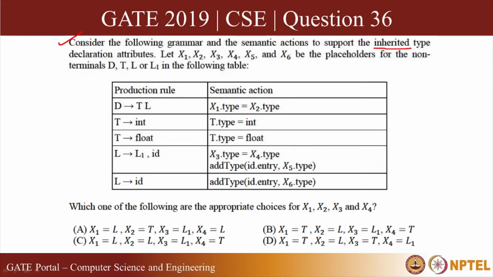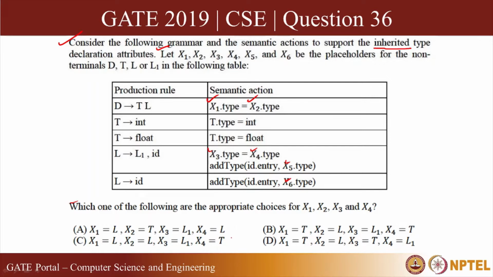After that, it also says: let x1, x2, x3, x4, x5 and x6 be the placeholders for the non-terminals D, T, L or L1 in the following table. Here we can see x1, x2, x3, x4 as well as x5, x6. They are asking which of the following options are appropriate for x1, x2, x3 and x4. For all of these we have options like L, T, L1 and D. So we need to choose the correct option.